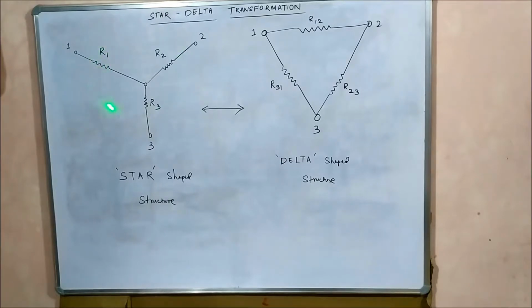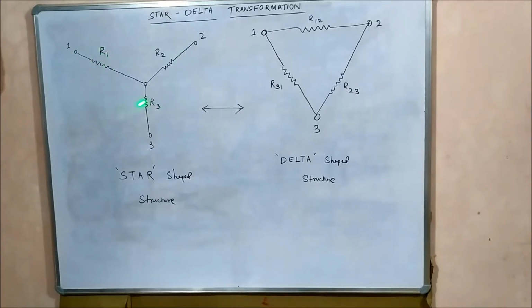Okay, it is also called a T structure, a T-shaped structure, because if you flatten the upper portion it will be a T-shaped structure. But here we will call it a star-shaped structure. Whenever you come across any resistor connection like this, it means that they are connected in a star-shaped manner.